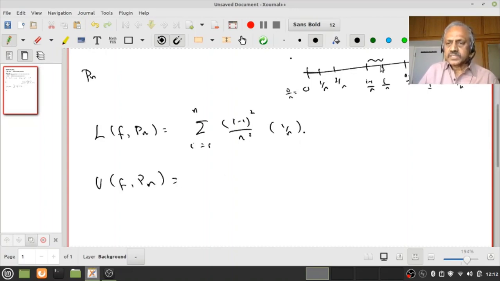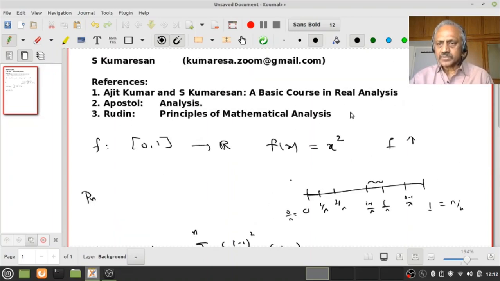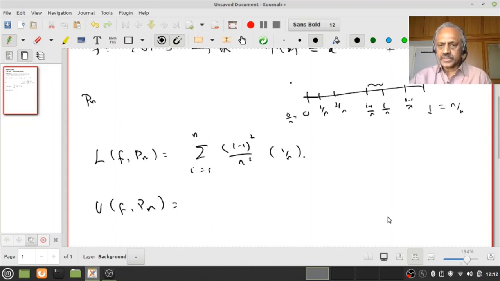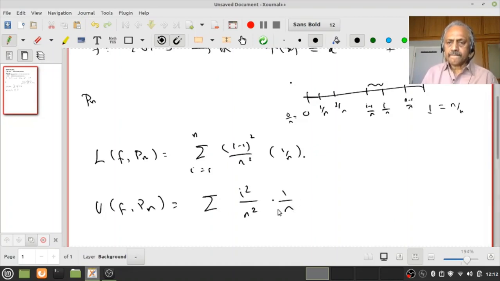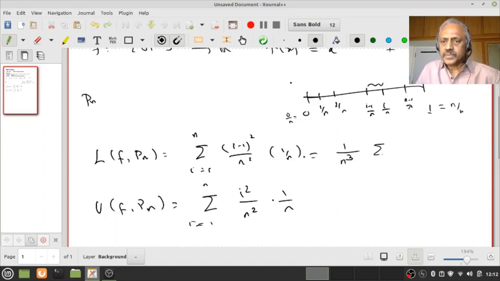Now similarly, what is U(f, Pn)? On this interval, since this is an increasing function, the maximum is attained at i by n, therefore the LUB of f on this interval is i squared by n squared. So it's exactly the similar thing, i squared by n squared into 1 by n, i equal to 1 to n. Yeah, so this is very easy. This is high school now. This is 1 by n cubed into the summation of k squared, where k runs from 0 to n minus 1, same as 1 to n minus 1. And U(f, Pn) is again 1 by n cubed times the summation of k squared, k equal to 1 to n.